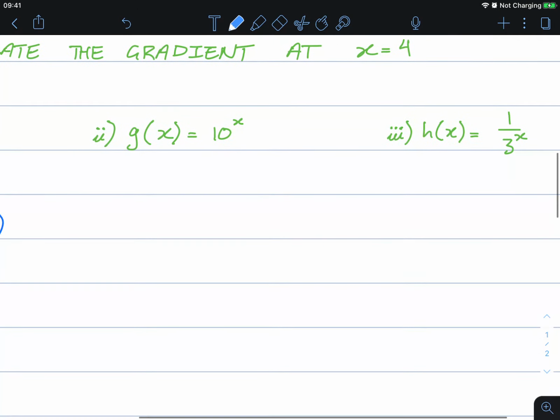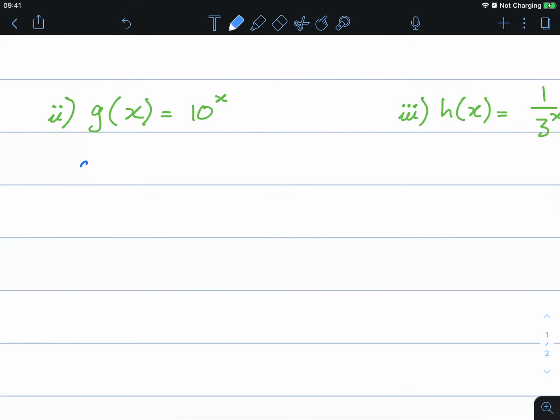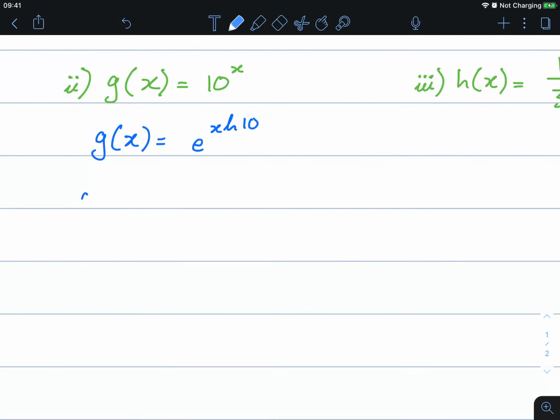We'll do this one more time. Let's change this first. I'm going to skip a few steps now. This just becomes e to the x ln 10. Differentiating this, g prime of x becomes ln 10 e to the x ln of 10.